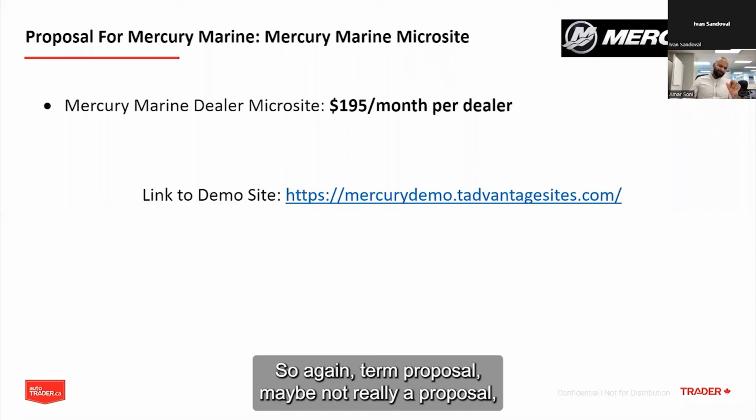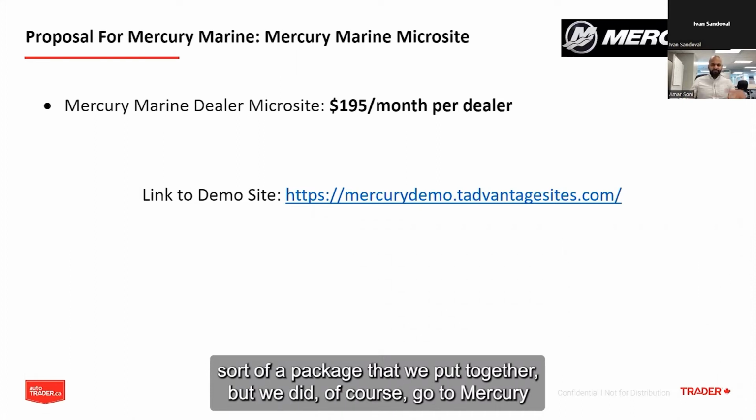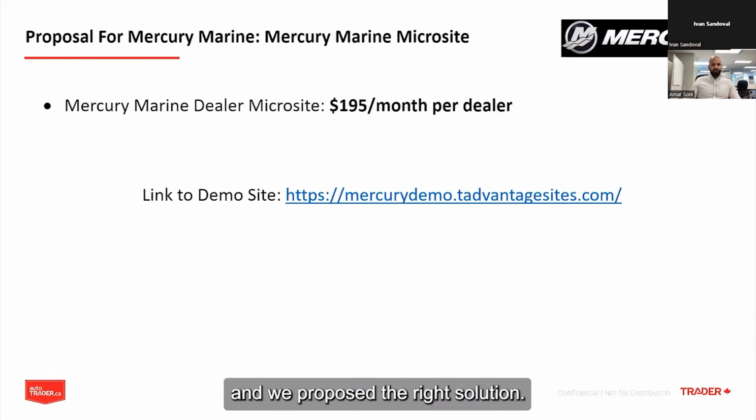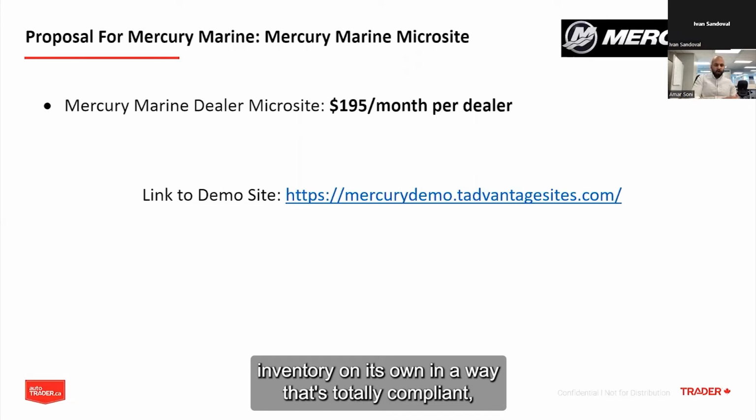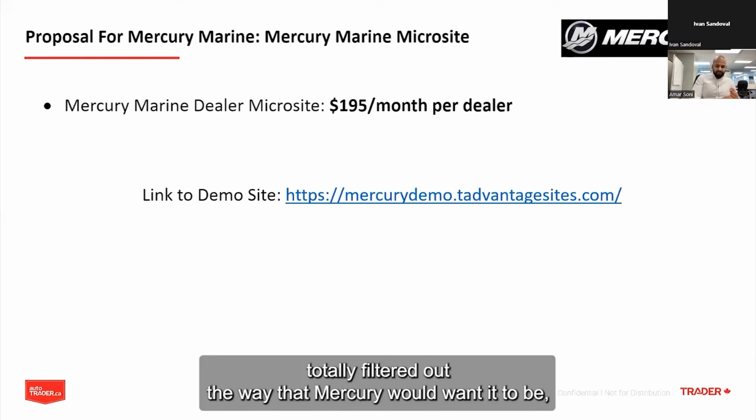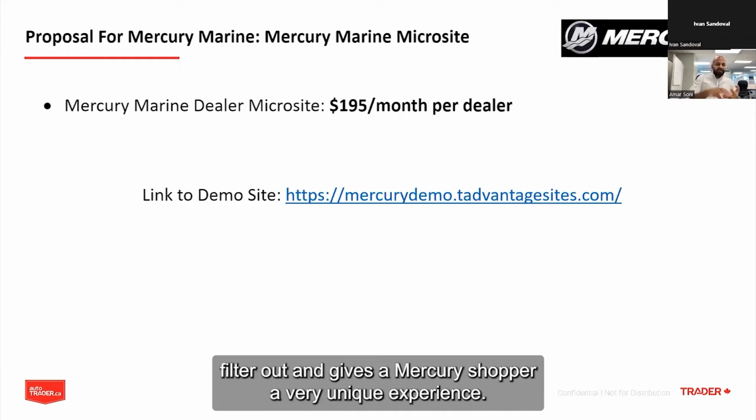So again, term proposal, maybe not really a proposal, sort of a package that we put together, but we did, of course, go to Mercury and we proposed the right solution. It's $195 a month per dealer. Now it's a microsite. It's a site that allows you to showcase your Mercury inventory on its own in a way that's totally compliant, totally filtered out the way that Mercury would want it to be filtered out, and gives a Mercury shopper a very unique experience.